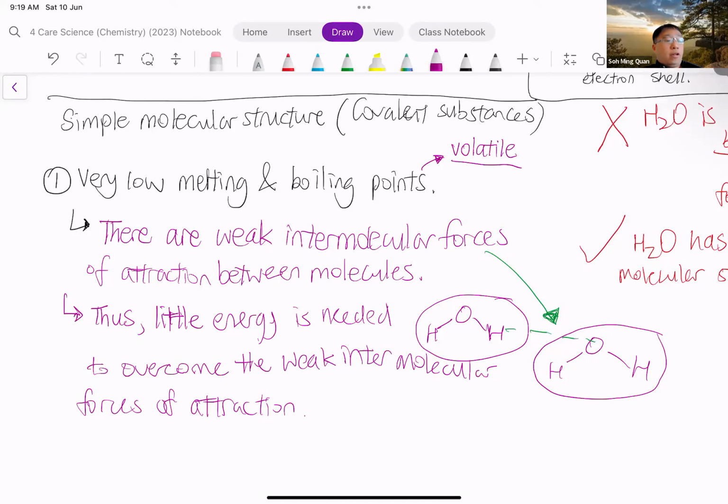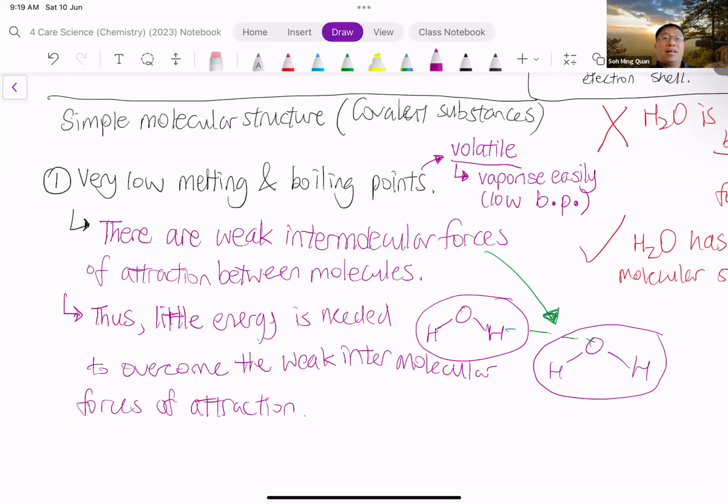Now, what does this word volatile mean? Volatile means that they vaporize easily, i.e., this means that they have a low boiling point. So for example, we will say that HCl is volatile. Oxygen gas is volatile. CO2 is volatile. All right.